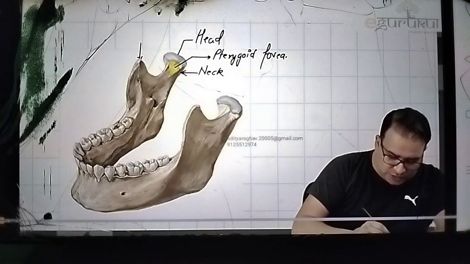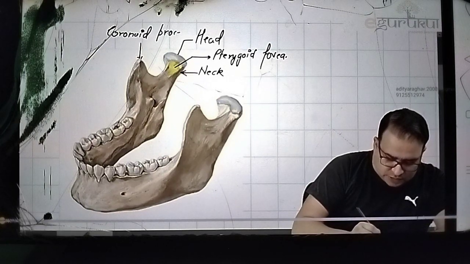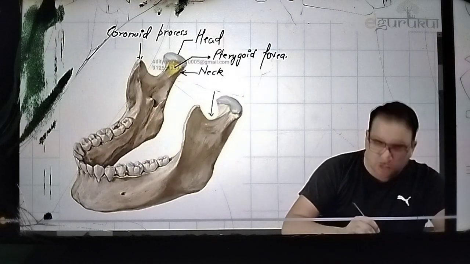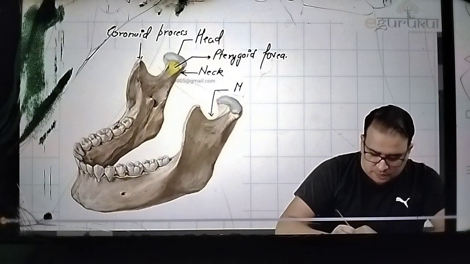This process here is called the coronoid process. And the notch that you see, let me label that notch here. This notch that you see between the coronoid process and the head of mandible is called the mandibular notch. This is called the mandibular notch.